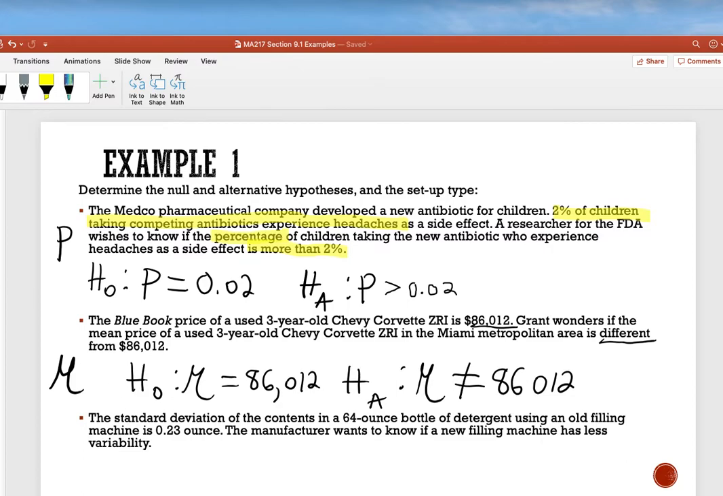And then this bottom one: the standard deviation of the contents in a 64-ounce bottle of detergent from an old filling machine is 0.23 ounces. The manufacturer wants to know if the new filling machine has less variability. This one deals with the standard deviation, as specified in the beginning part of this question. So standard deviation.